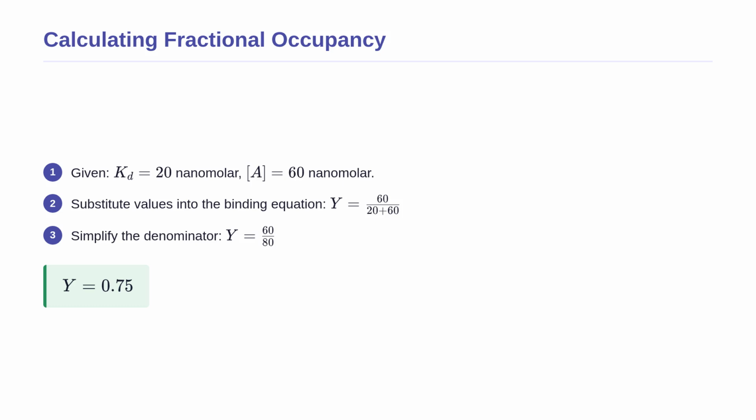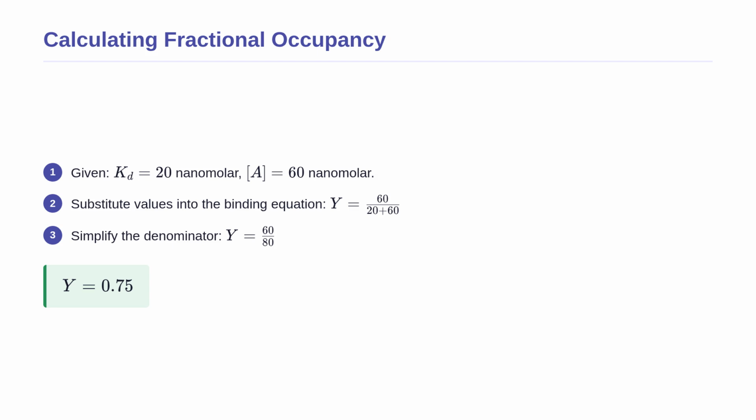Now that we have our formula, let us apply it to a specific example. Imagine a gene responsible for muscle contraction. We are given that the activator protein has a dissociation constant, KD, of 20 nanomolar. The current concentration of the activator, A, is 60 nanomolar. We need to find what fraction of the enhancers are currently bound.